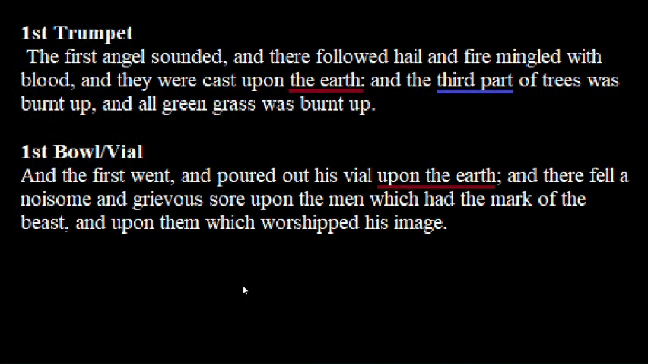So this is part of the first group. It's the first trumpet and first bowl or vial. And it says the first angel sounded, and there followed hail and mingled with fire and blood. And they were cast upon the earth, and the third part of trees was burnt up, and all green grass was burnt up. So I have underlined red, which is location, and time, which is underlined in blue.